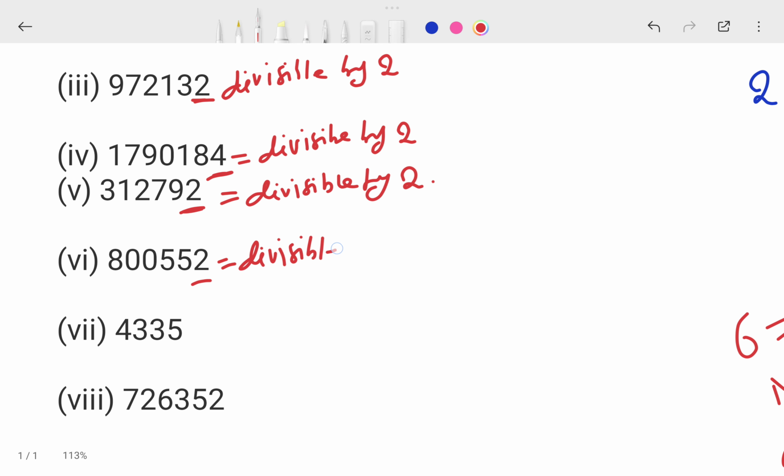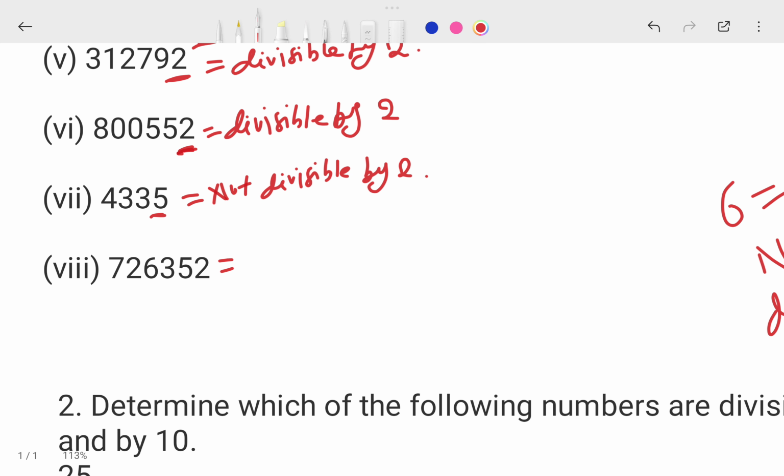We know the divisibility rule of 2: by looking at any number, if the end digit is 0, 2, 4, 6 or 8, it is divisible by 2. Here the end number is 5, so it is not divisible, because it must be 0, 2, 4, 6 or 8. Not divisible by 2. Now we check this number. Yes, it is divisible, because the end is 2. We have to write divisible by 2.